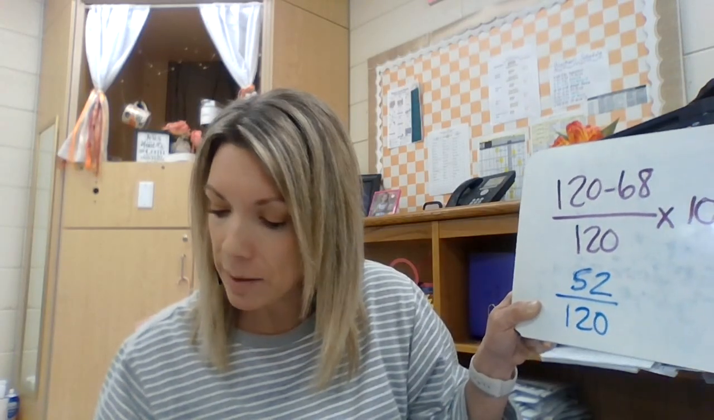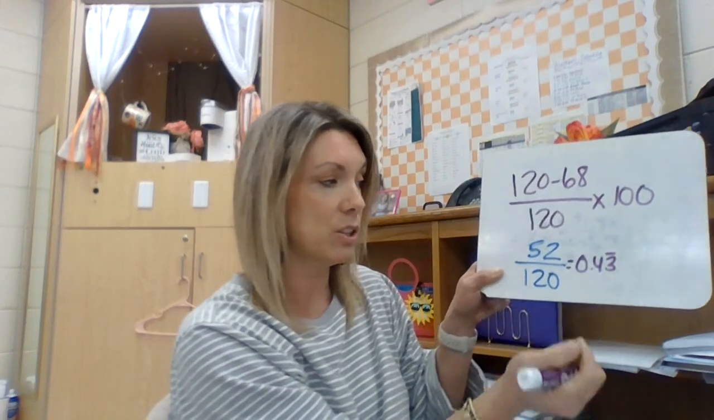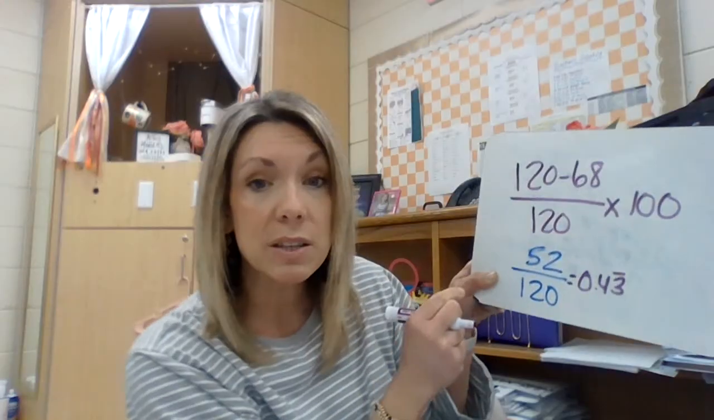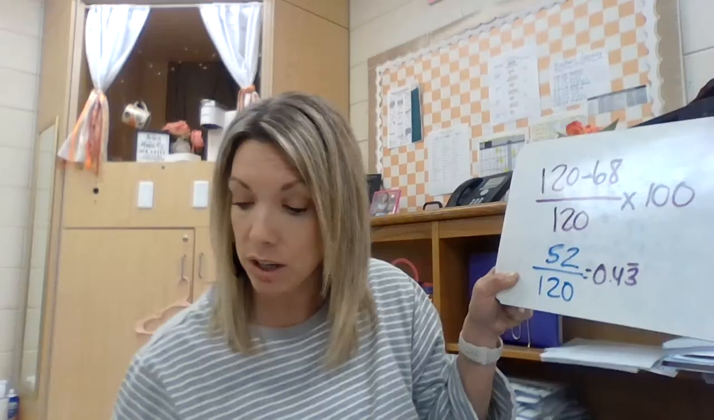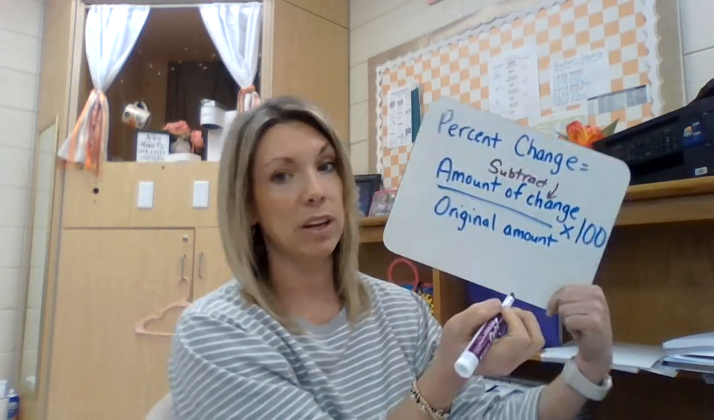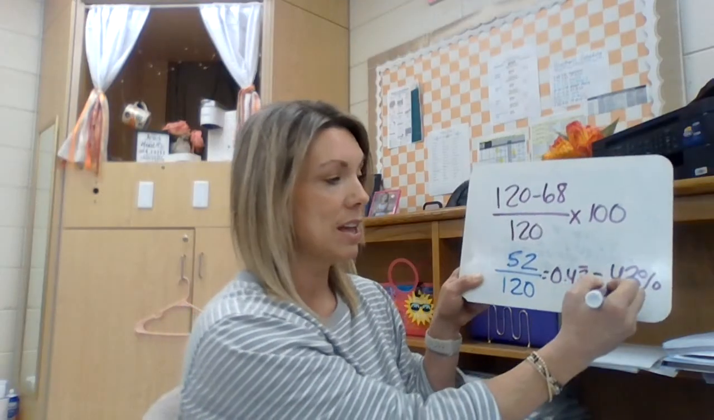52 divided by 120. When you do 52 divided by 120, that gives you 0.43, and the 3 goes on and on. It's a repeating decimal. But we haven't multiplied by 100 yet. The reason we multiply by 100, because it's not a 0.43%. It is times 100, which is 43%, and we know that that is a decrease, a 43% decrease.